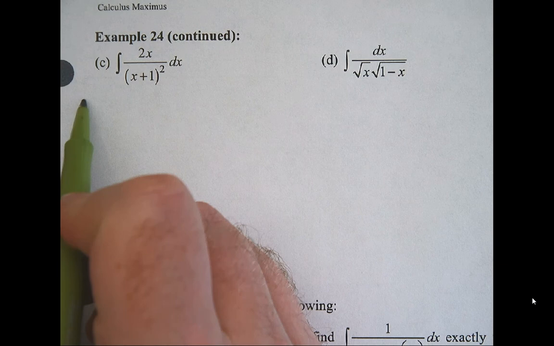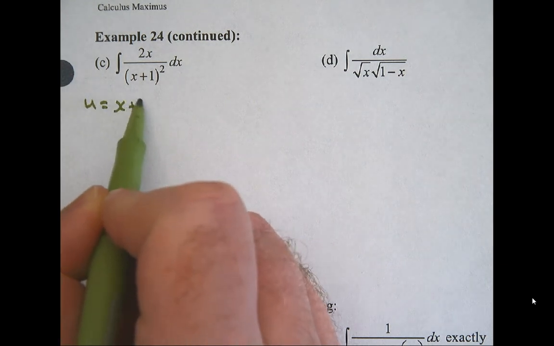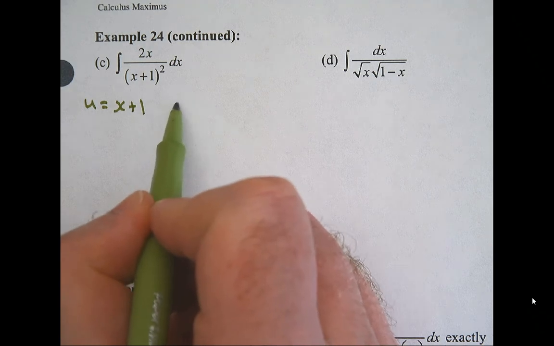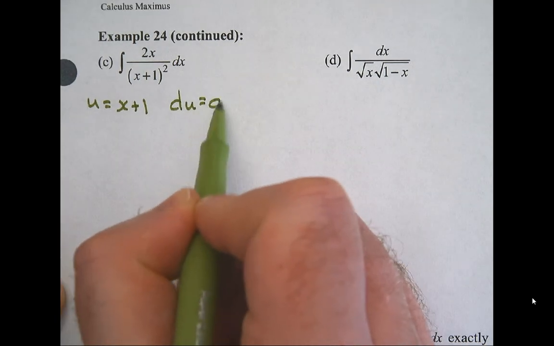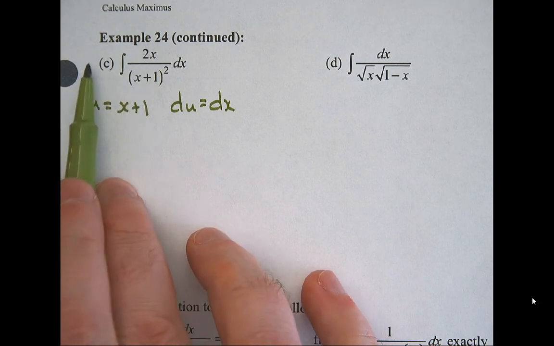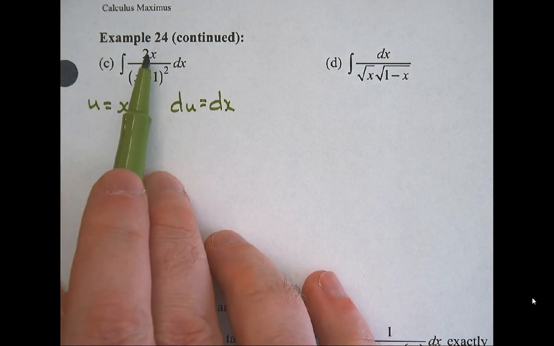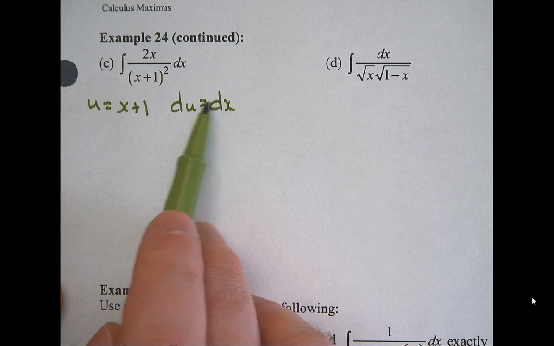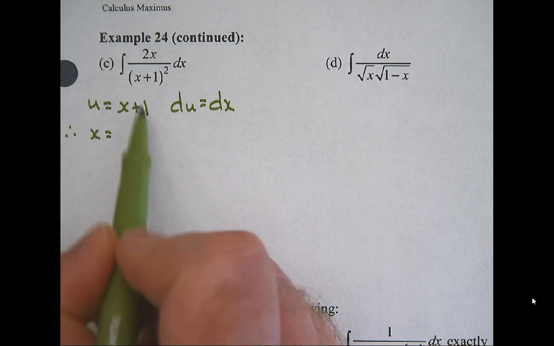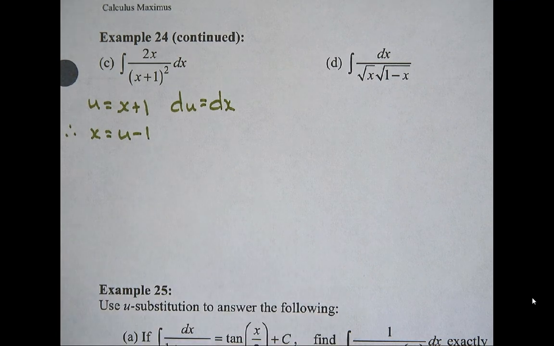I would start off by identifying my inside function, which would be u equals x plus 1. So then du would equal dx. I've got a 2, so I've got to get that out of there. That's no big deal, but I've still got an x left around, and I don't want an x. So I'm going to have to do a double move. Now I'm going to move the 1 to the other side.